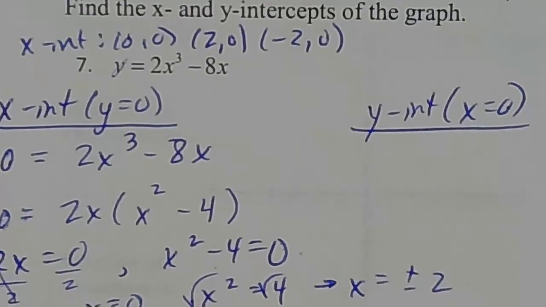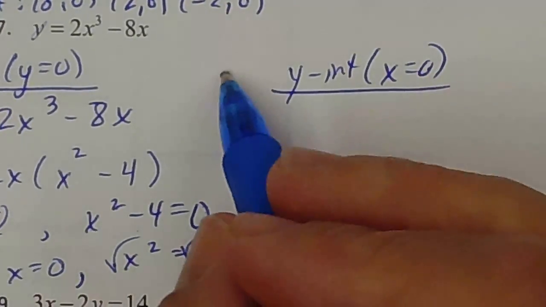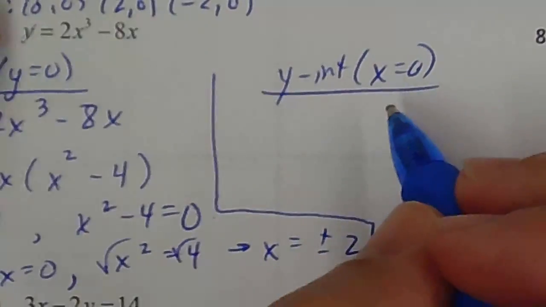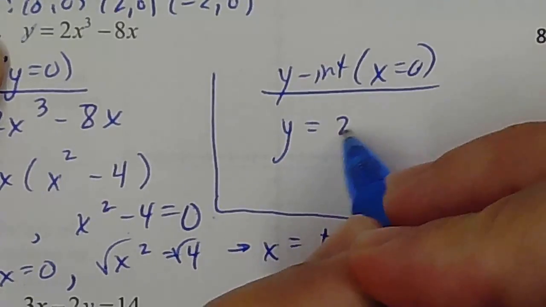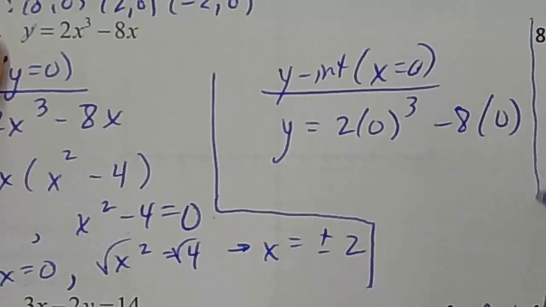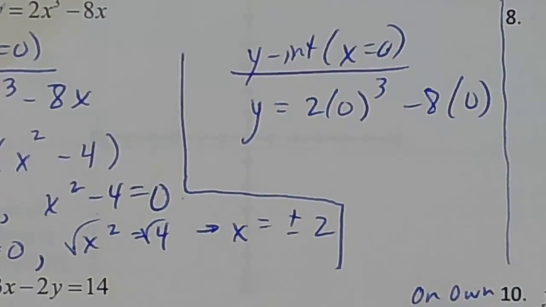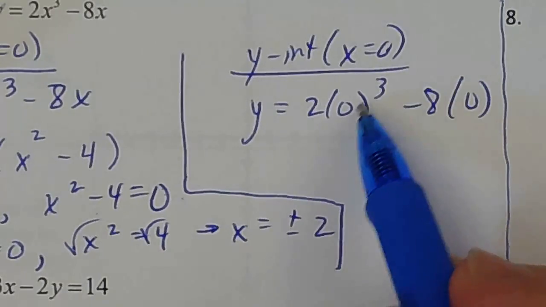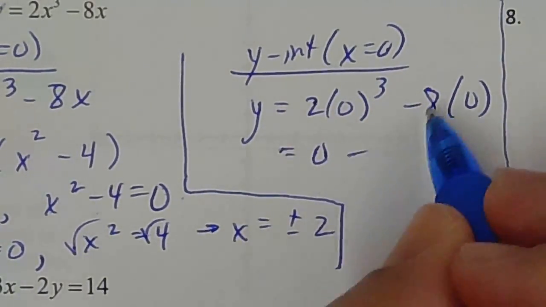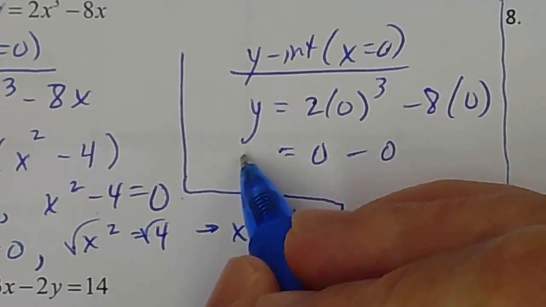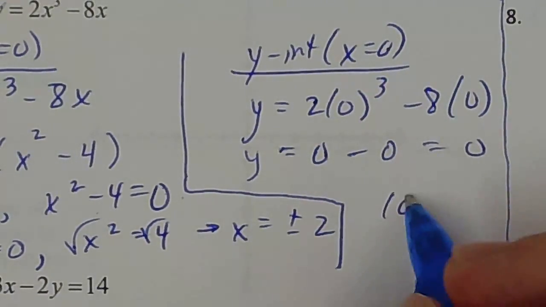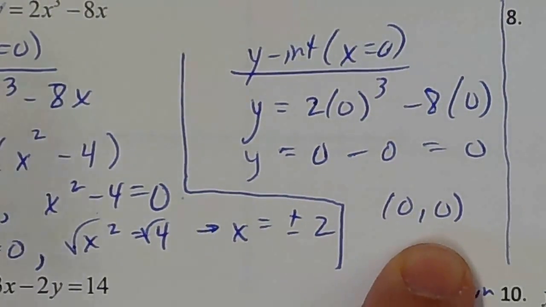All right, y-intercepts. Y-intercepts are typically a little bit easier to find. Let me separate this with a line. Back to the equation. Y equals 2 times 0 cubed minus 8 times 0. And then just go through your order of operations, right? 0 cubed is 0 times 2, which is 0 minus 0. So y is 0. Okay? So that's our only y-intercept, which we already kind of listed as the x-intercept.